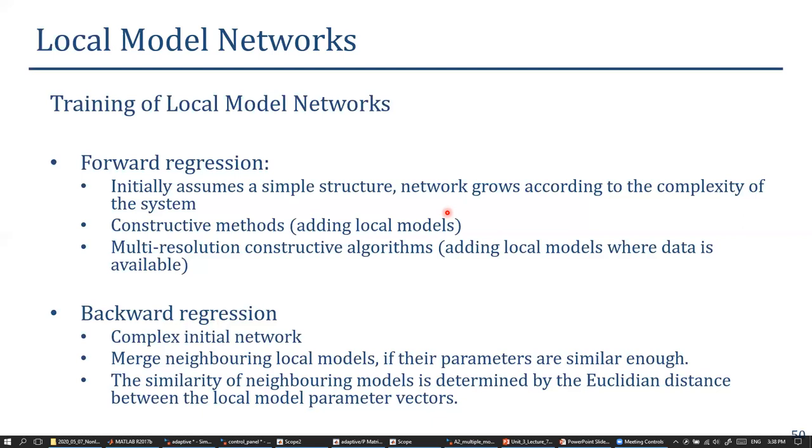And then what we also need to do is select the validity functions. Now, up until here, is this clear?